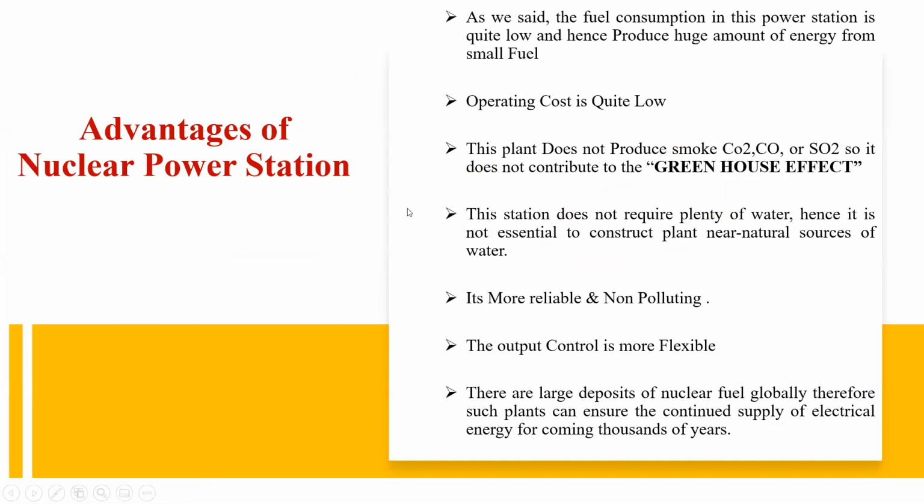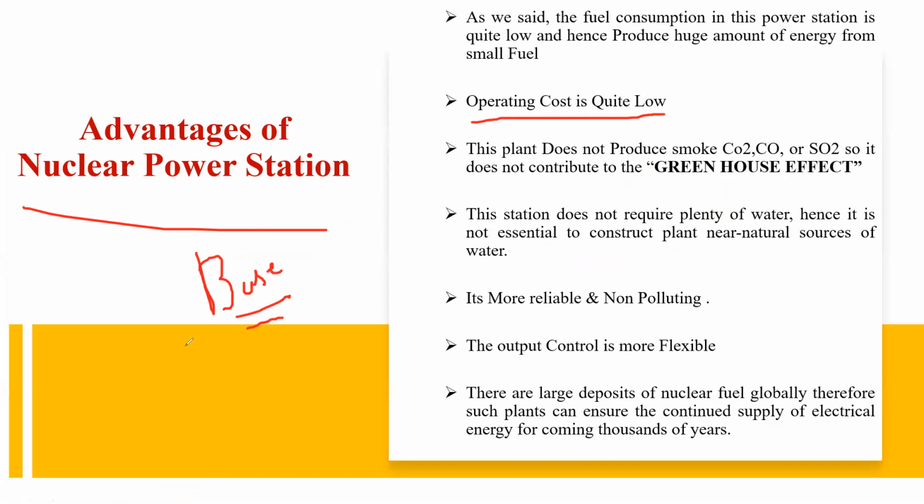Now we see the advantages of the nuclear power plant. There are many advantages of nuclear power stations. First of all, it is a base load power plant. What is the feature of a base load power plant? Its operating cost is low and it can run for long hours. We can continue using a nuclear power plant for a long time, 6 to 7 hours. If you start it once, we can use it for a longer time. So this is the biggest advantage.